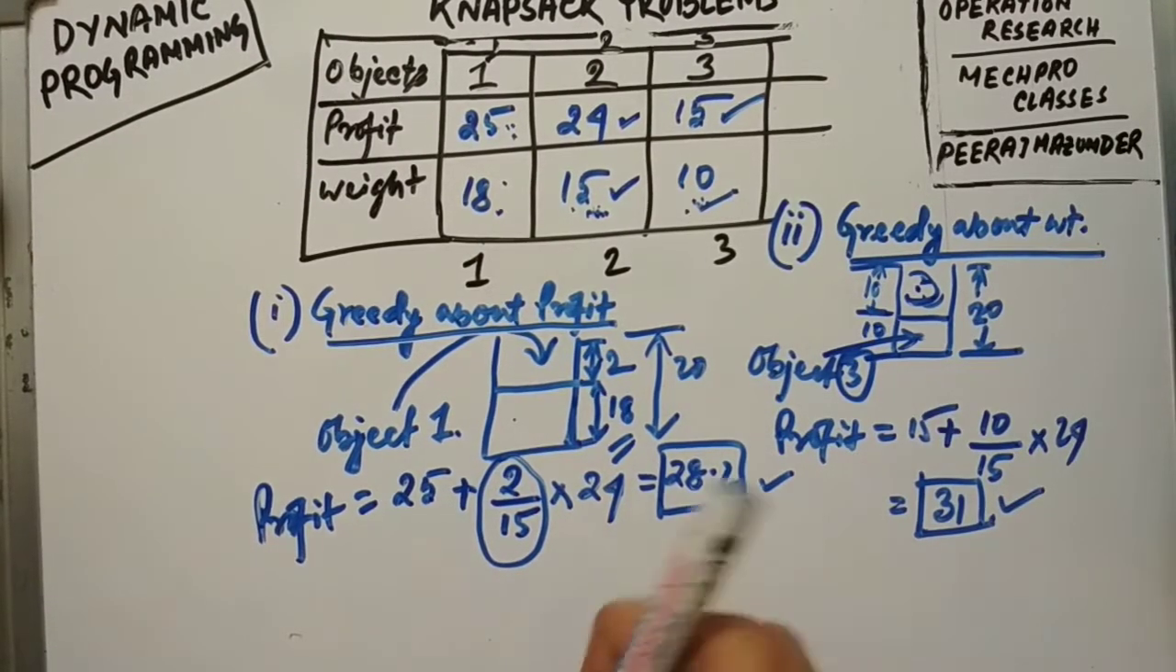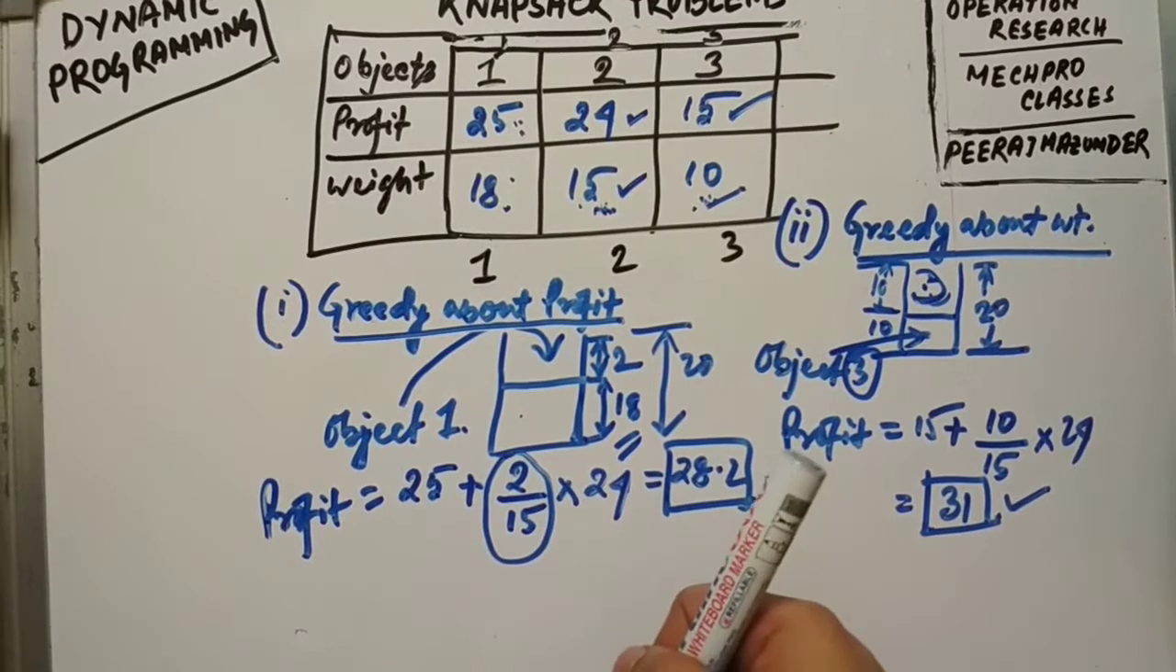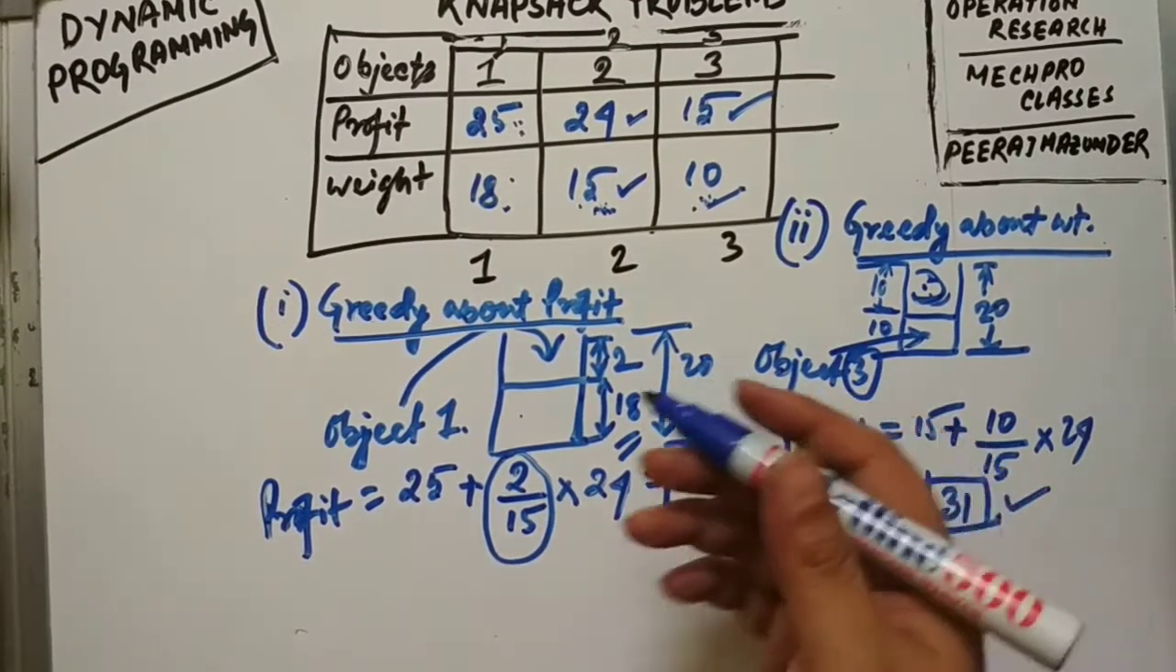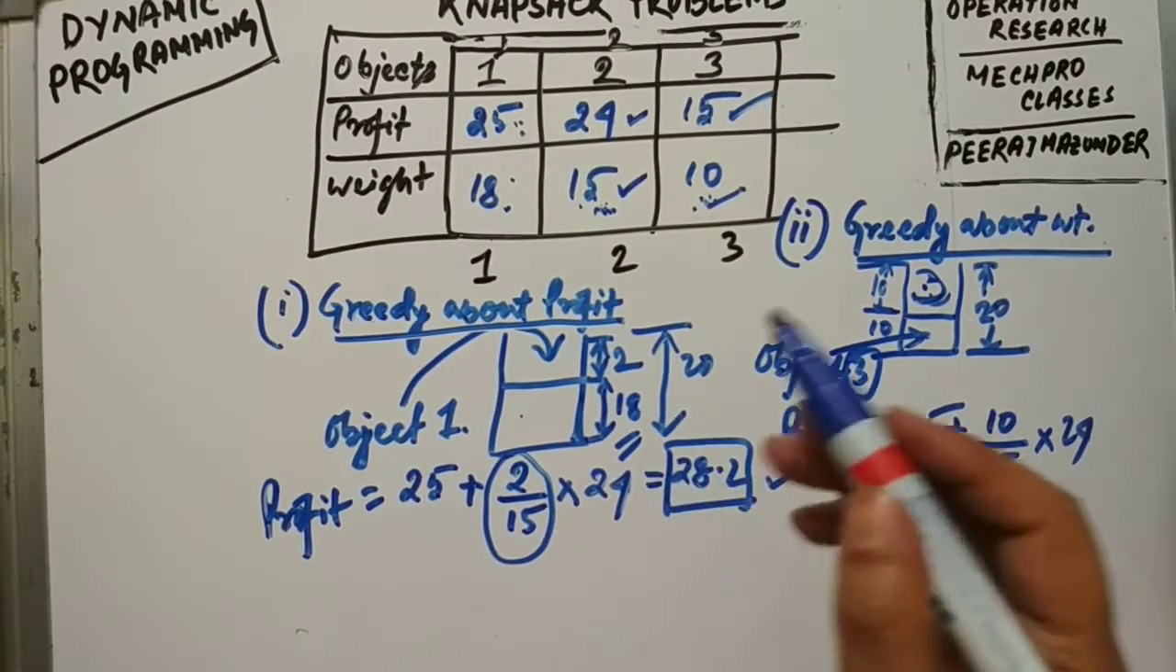Now another option available is the profit by weight ratio.